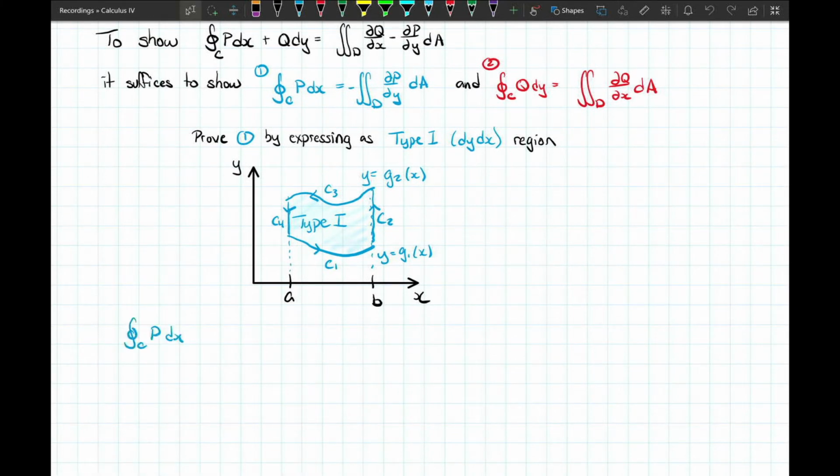The line integral on the left-hand side, the integral P dx over the curve C, can be split up into 4 separate line integrals over C1, C2, C3, and C4. Because you see how I've set this up as a type 1 region, over these regions, C2 and C4 are simply vertical line segments, which means that their derivatives with respect to x are 0. And that would imply that 2 of these integrals should result in 0. We simply need to evaluate the other 2.